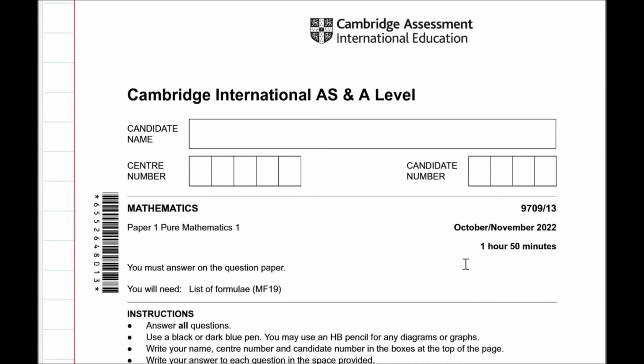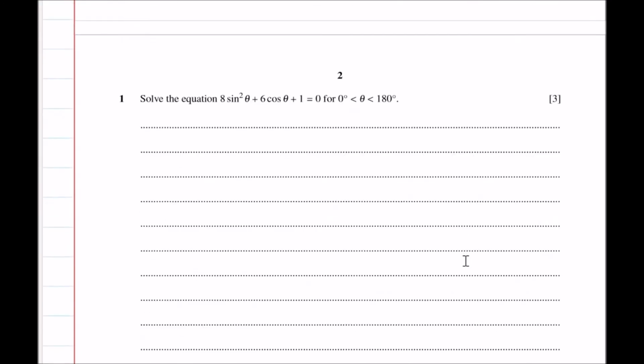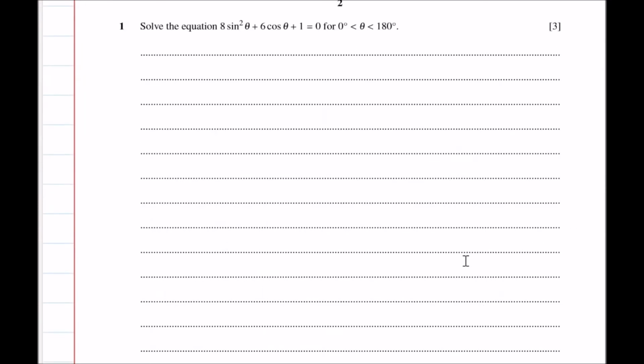In today's video, I am going to show you how to solve Pure Maths Paper 1, 9709 Variant 13, taken from the year October-November 2022. So let's start. Here is question number 1. This question is from trigonometry.